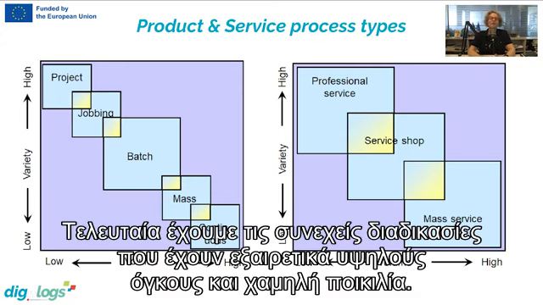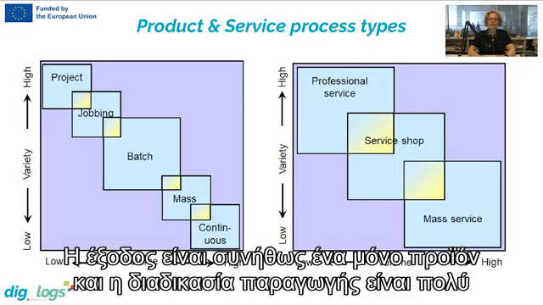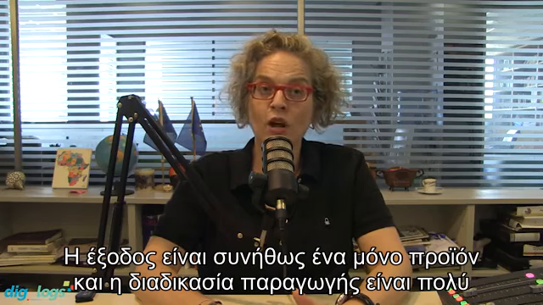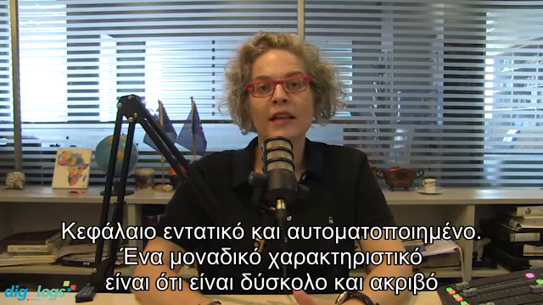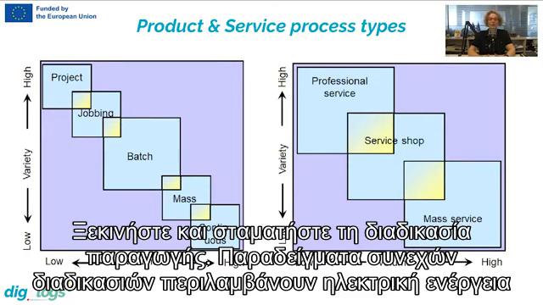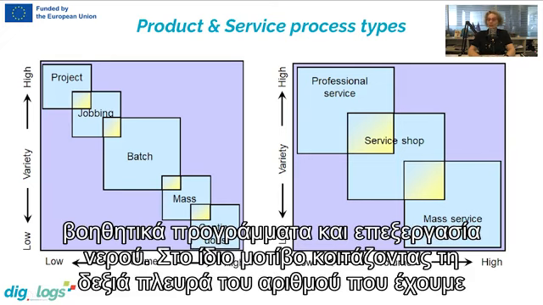Last, we have the continuous processes which have extremely high volumes and low variety. The output is usually a single product, and the production procedure is highly capital intensive and automated. A unique characteristic is that it is difficult and expensive to start and stop the production process. Examples of continuous processes include electricity utilities and water processing.